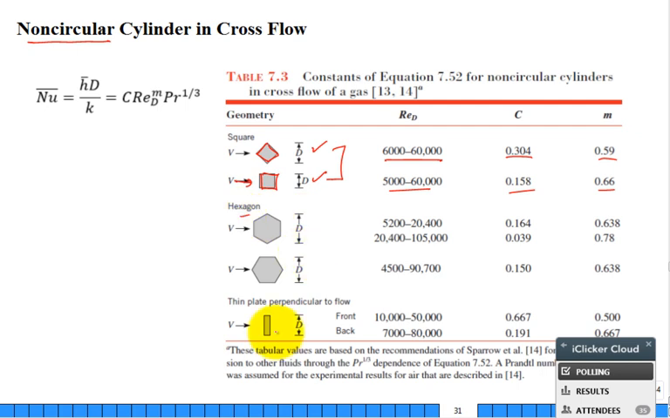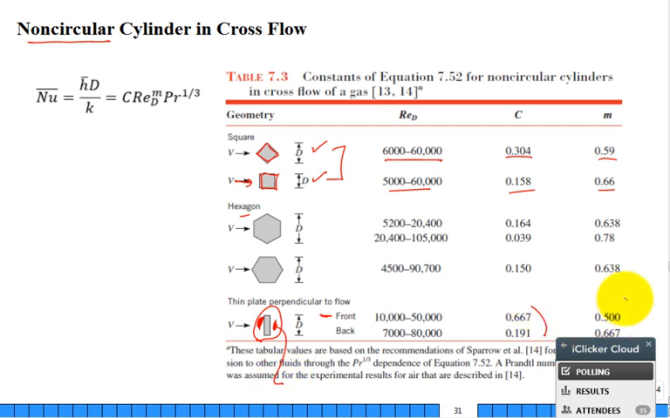Likewise, hexagon, people have done it. Look at this one. This is pretty much a flat plate. And what do they give you? They will give you the coefficient on the front as well as the back. When you think that there's a different Nusselt number, a different convection coefficient on the front versus the back of that plate, sure.